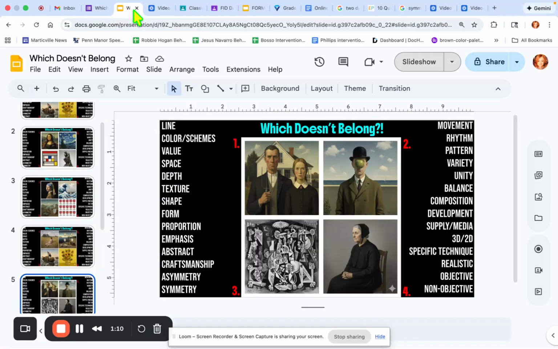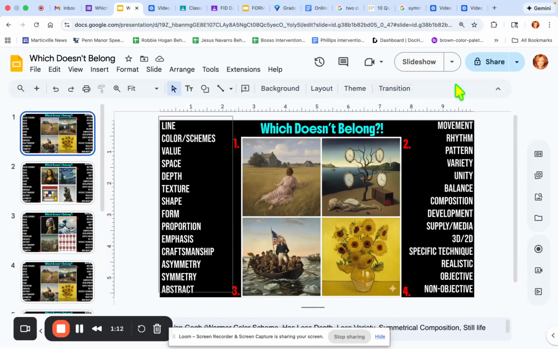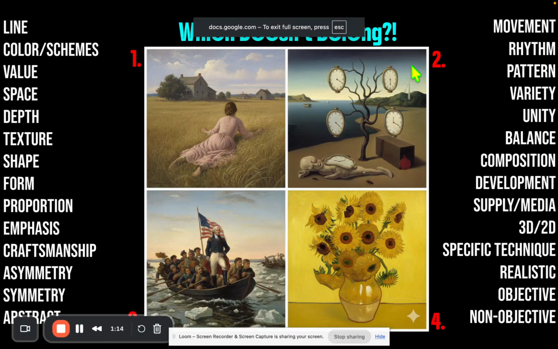So essentially, there will be a slide that posts to your Google Classroom. It'll be different from the one I'm doing. And on that slide will be 4 different pieces of artwork. You then have to decide which one does not belong out of the 4 pieces of artwork, and then support your opinion by using vocabulary terms. Now, there's a whole list of vocab terms on the side of the slide, and you can use them for your word bank, but you are not limited to them.